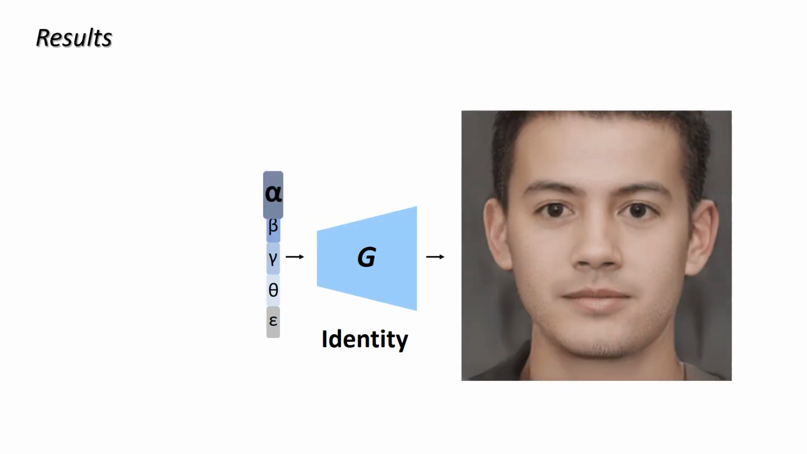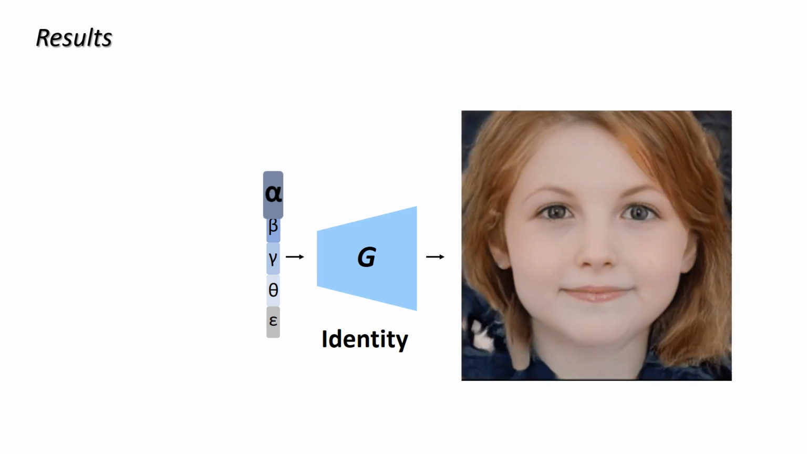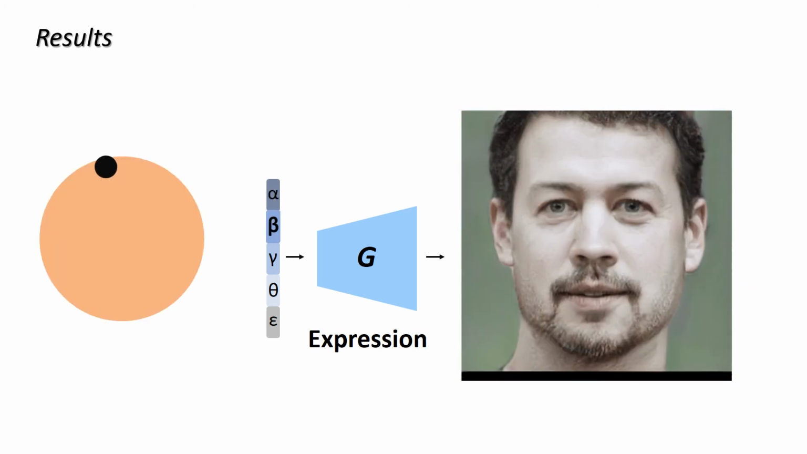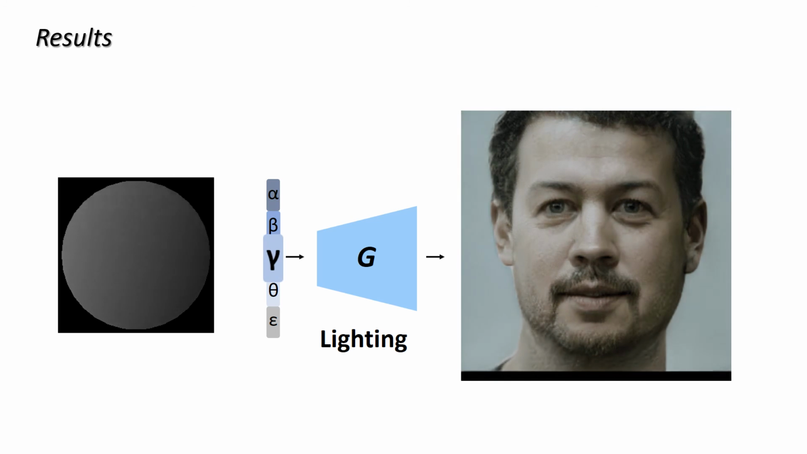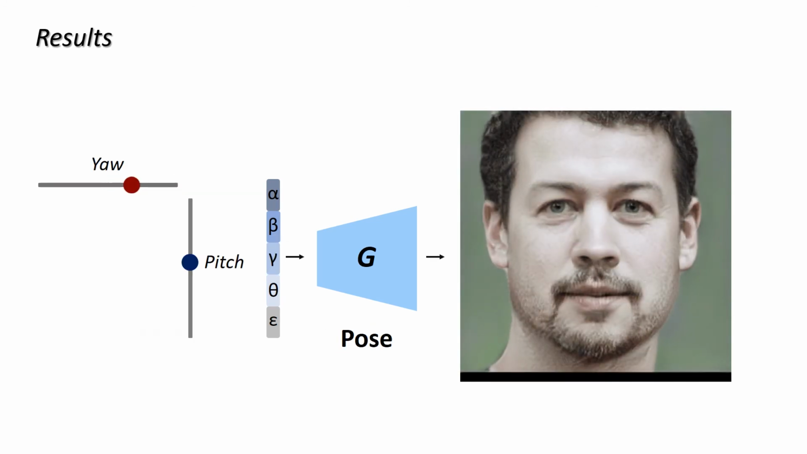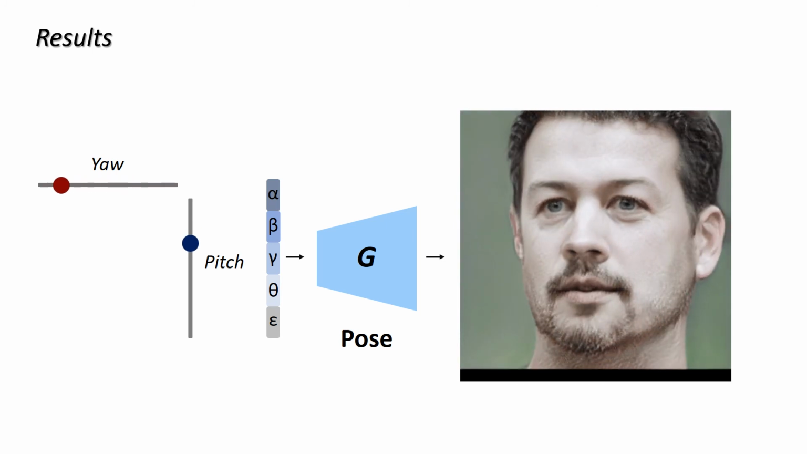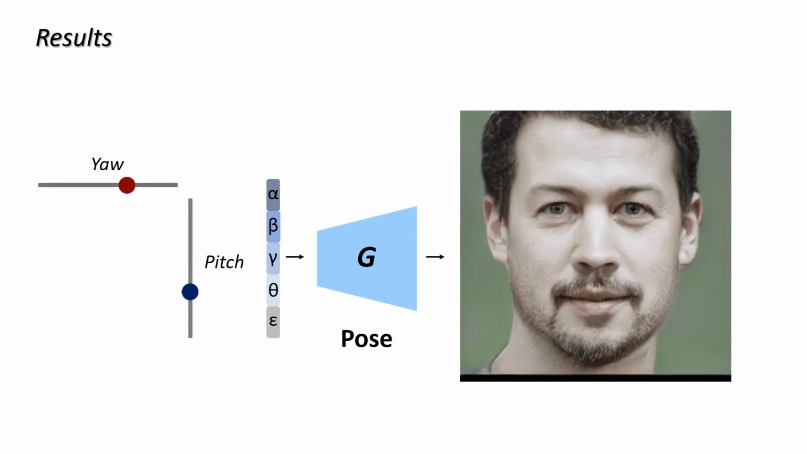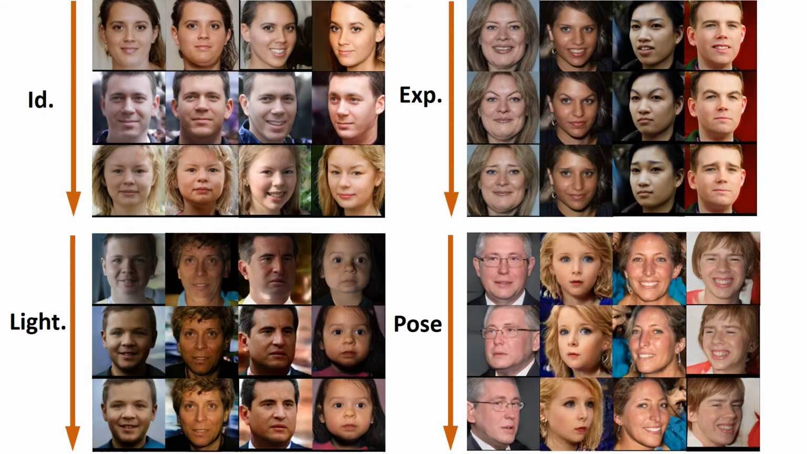We test our method with a StyleGAN structure and train it on the FFHQ dataset. After training, we can freely change the 4 factors, including identity, detailed facial expression, lighting intensity and direction, and the desired pose angles. The factor variations are highly disentangled. Changing one factor does not affect others, as shown in the figure.